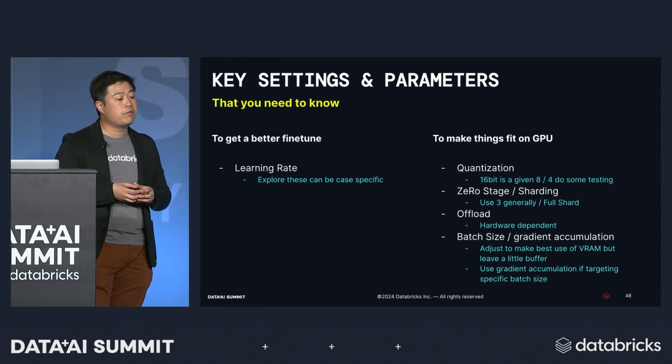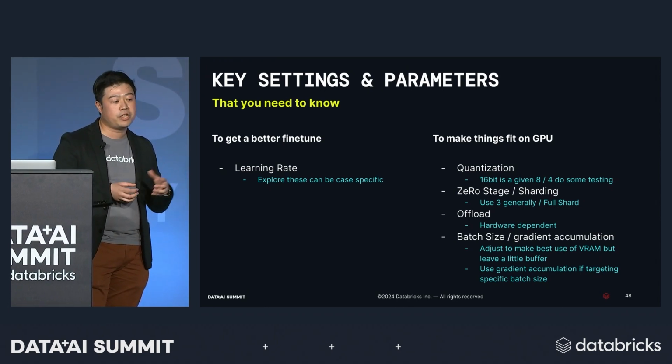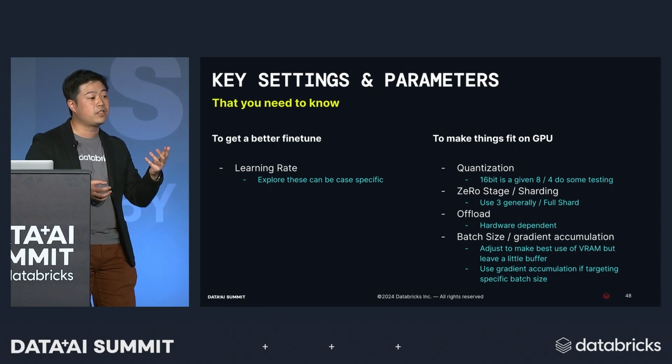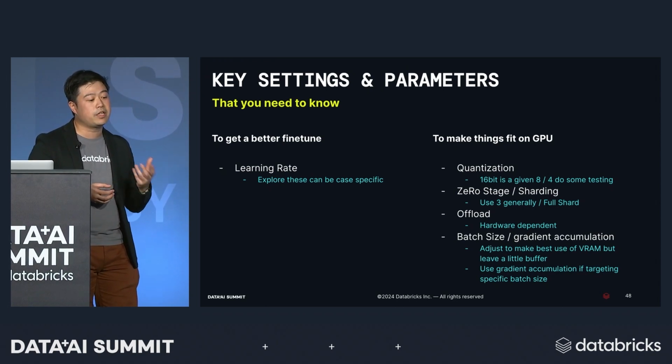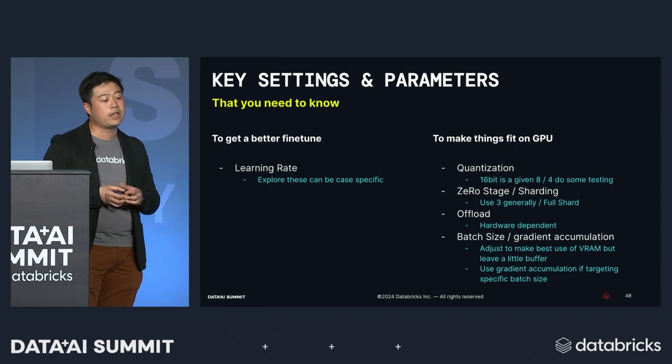So for learning rate, these can be case specific. I remember talking to Nathan early on in his journey, and he found a magic learning rate that seemed to make things work better. When we're starting to look at making things fit, 16-bit is usually a given these days. 8 and 4 you can experiment a bit with, it definitely affects quality.